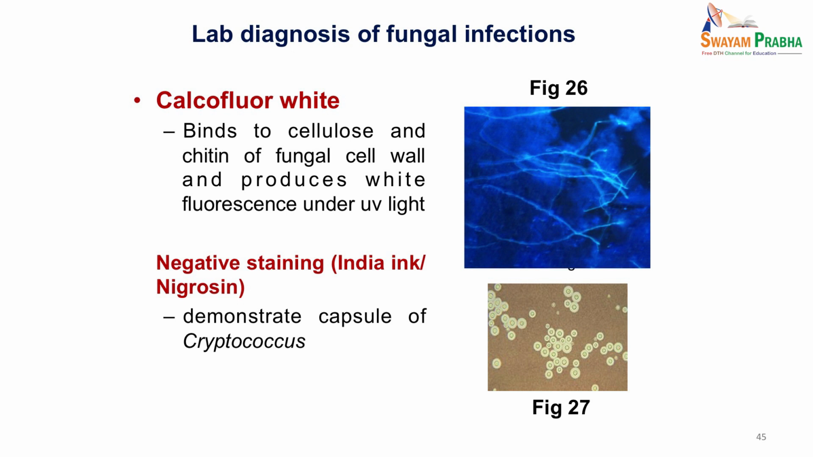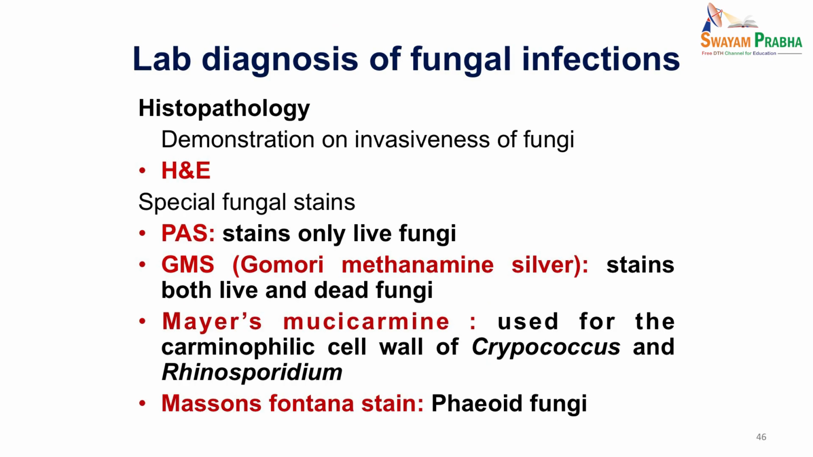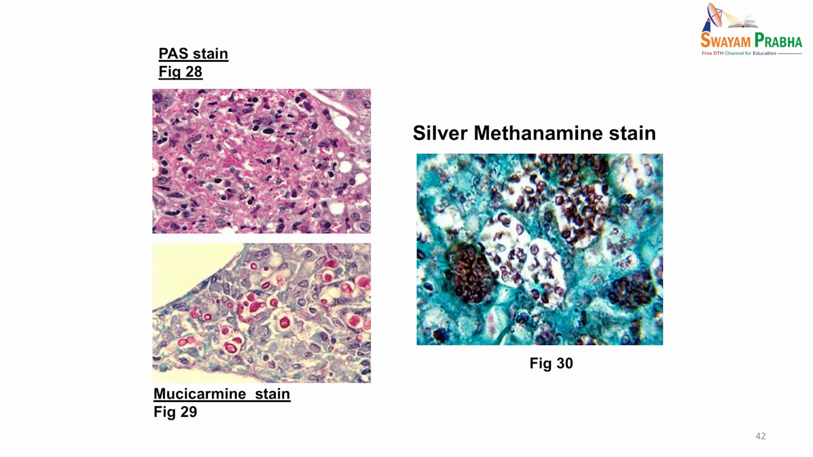Or you could do negative staining, in which case the capsule does not get stained, but it gets more visualized. Further, sometimes you are getting tissue samples. How do you diagnose tissue samples? You will need to do histopathological staining, which could be H&E staining, PAS staining, which stains only live fungi, or silver staining, which stains both live and dead fungi. Then you could do Mayer's mucicarmine staining and other stains. I will show you how they look.